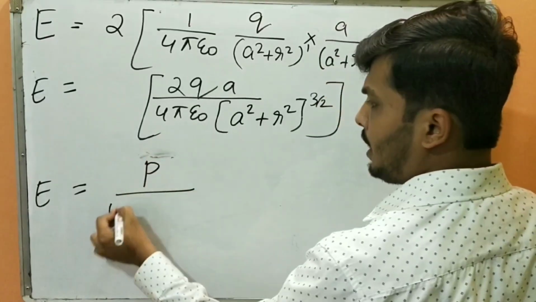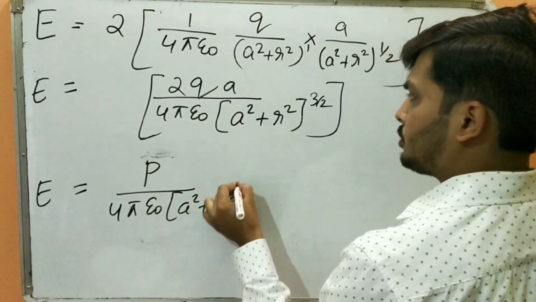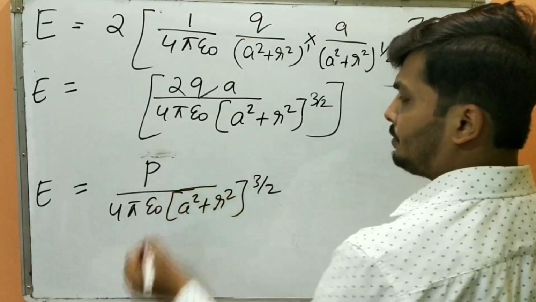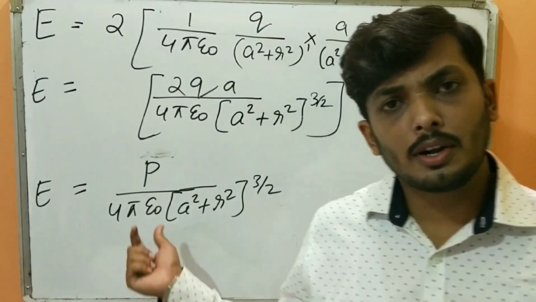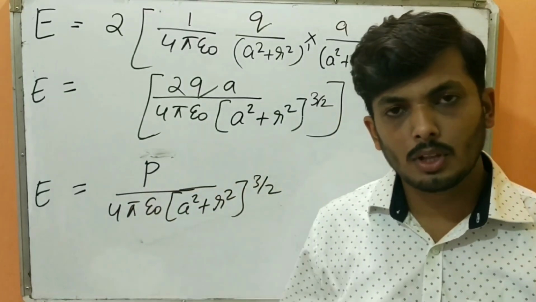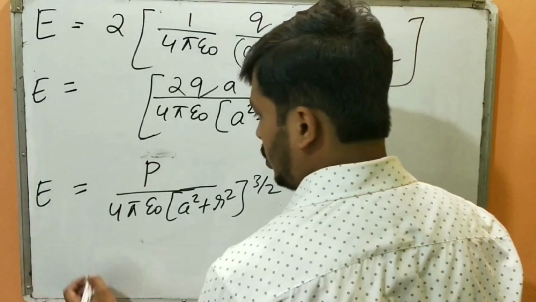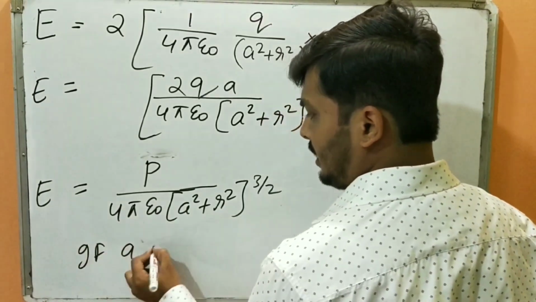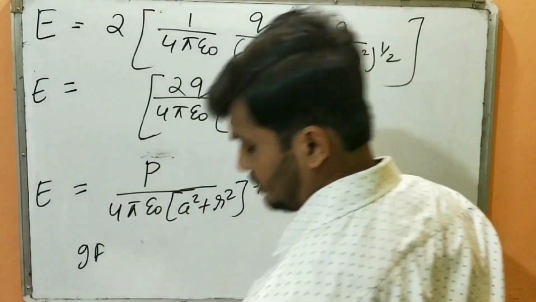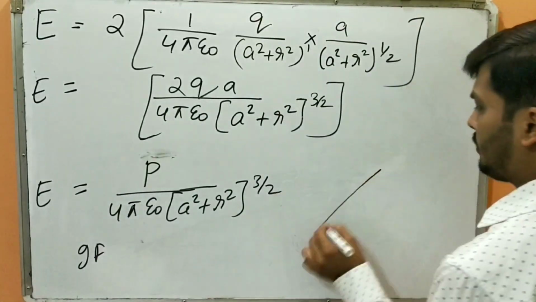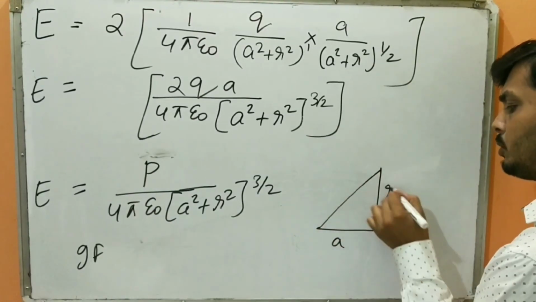So E equals P divided by 4 pi epsilon naught (a square plus r square) to the power 3 by 2. Yes or no? So this is the electric field due to a dipole on the equatorial line. You can stop the derivation here, or you can further write the condition. As I told you, for that also you have to refer to this diagram. This distance a is very small compared to this distance.